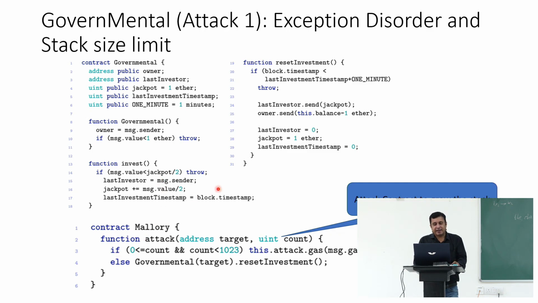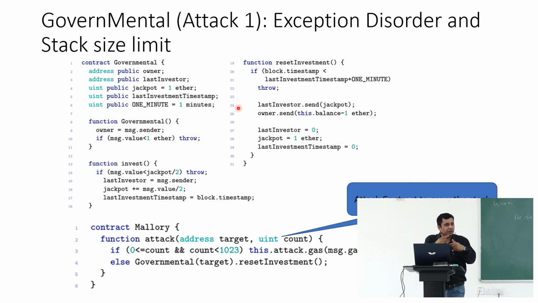So in this case, an attacker can take advantage of exception disorder or the stack size limit. Here the stack size limit is 1023. The attacker can run such a mallory contract. This mallory contract will grow that stack by performing transactions. As an attacker, what will happen? Once the overall stack is filled, it will start from 0.